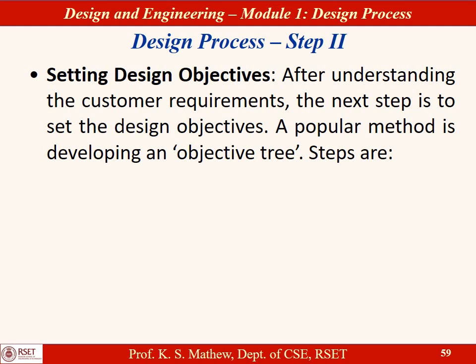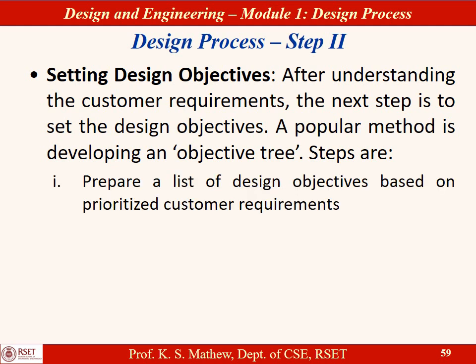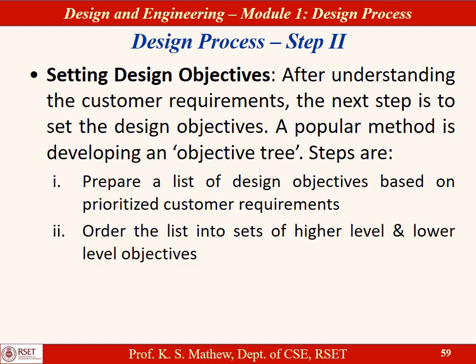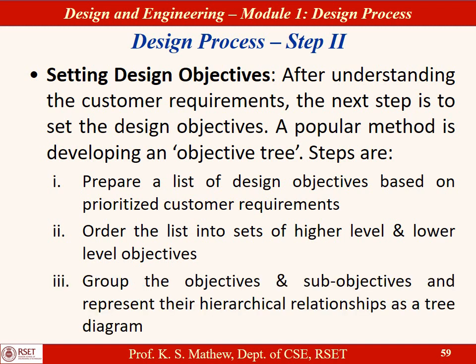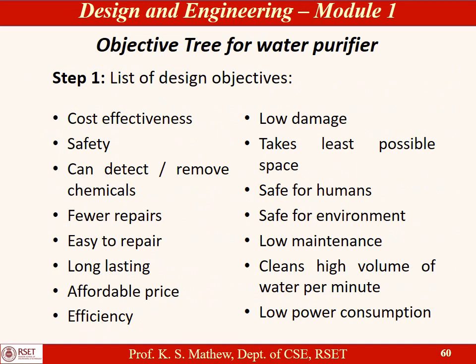Setting design objectives, that's step 2 of the design process. After understanding the customer requirements, the next step is to set the design objectives. A popular method for setting objectives is called the objective tree. So what are the steps for developing an objective tree? Prepare a list of design objectives based on prioritized customer requirements. Order the list into a set of high-level and low-level objectives. Then group the objectives and sub-objectives and represent their hierarchical relationship as a tree diagram.